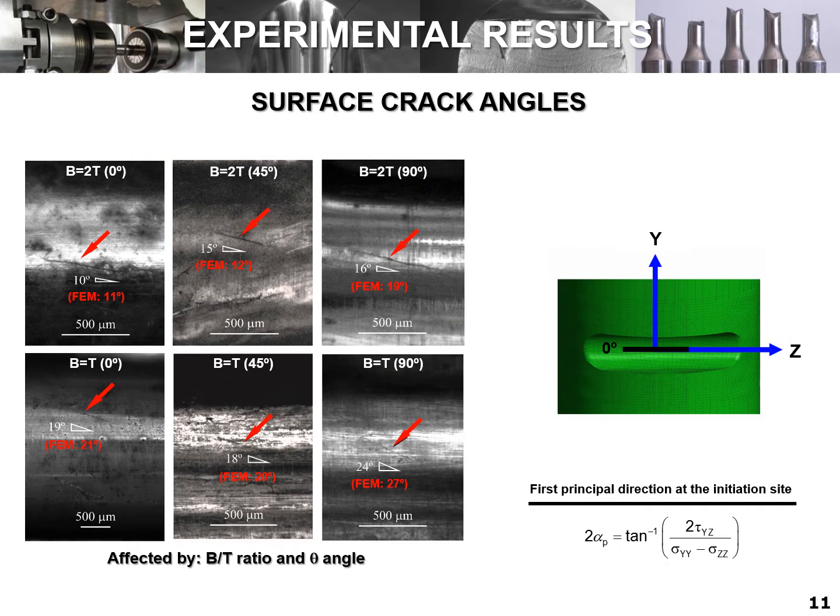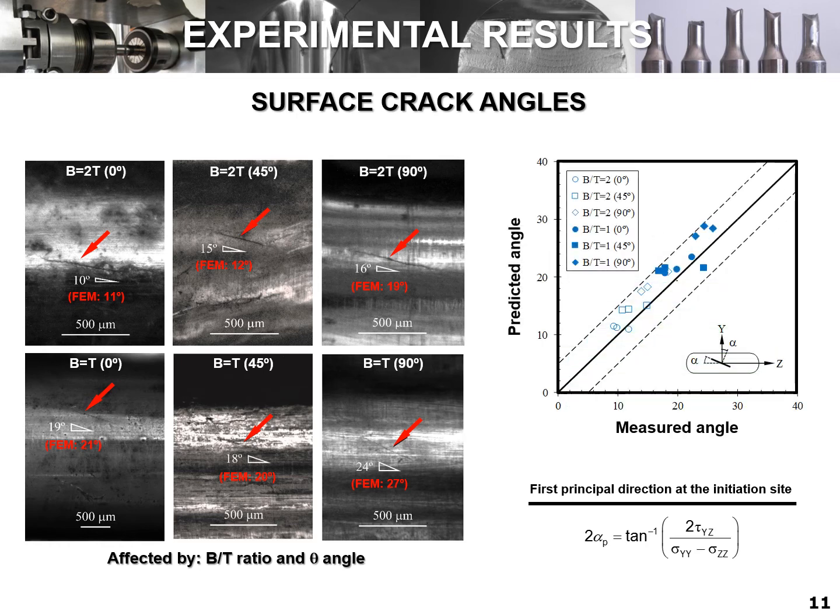Concerning the initiation angles, not surprisingly, they are affected by both the BT ratio and the loading orientation. These locations were also successfully predicted by accounting for the first principal direction at the initiation site. As exhibited in the figure, our predictions are very well correlated with the experimental observations. Maximum errors are lower than 5 degrees.